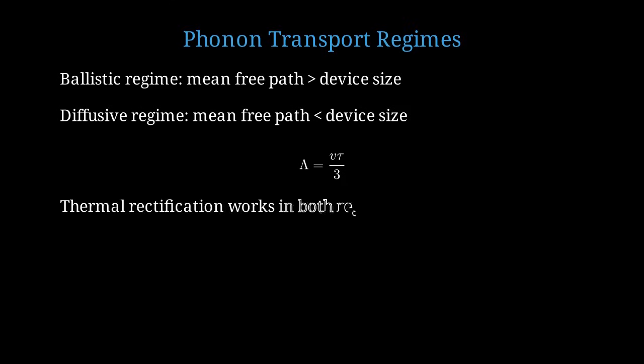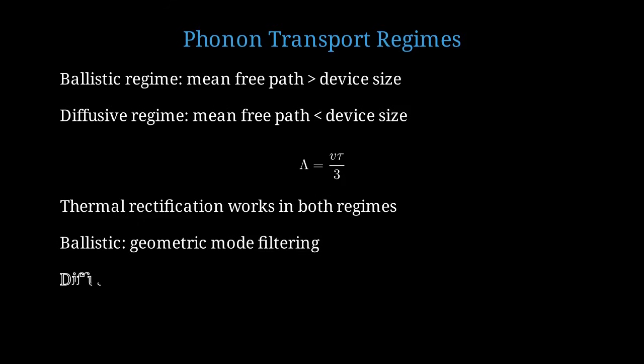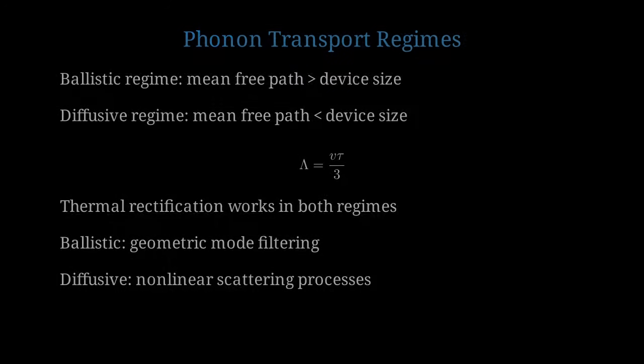Thermal rectification can occur in both ballistic and diffusive regimes, but the microscopic mechanisms differ. In the ballistic regime, rectification comes primarily from geometric mode filtering at boundaries. In the diffusive regime, rectification arises from nonlinear temperature-dependent scattering processes.